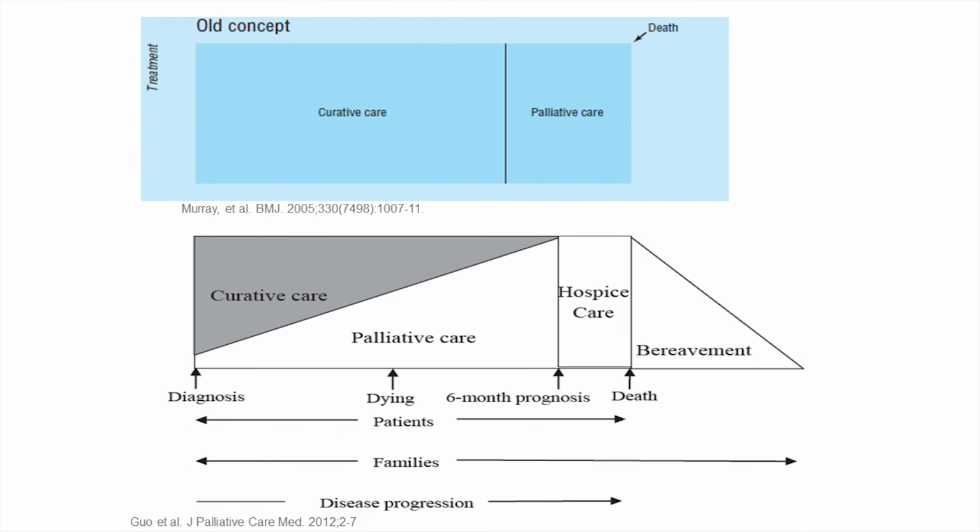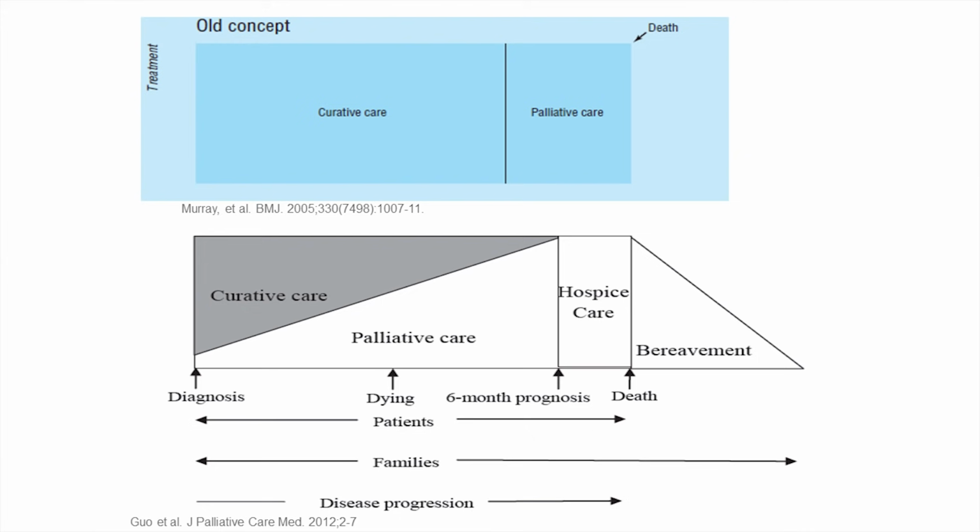And an even newer concept to that is we understand that patients' conditions wax and wane, where at times they need more palliative care and at other times they need more curative care. And then finally, the most up-to-date concept of palliative care includes that at the time of diagnosis, palliative care starts automatically in conjunction with curative care. And you can see by this slide that patients and families both kind of progress through the same concept, where palliative care increases as the patient gets closer to death.